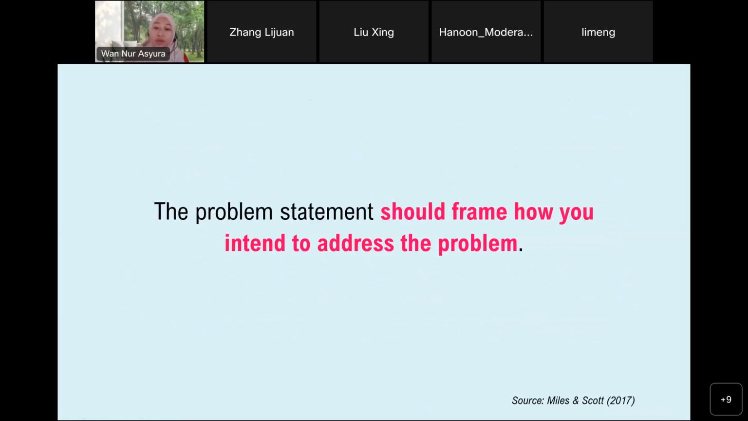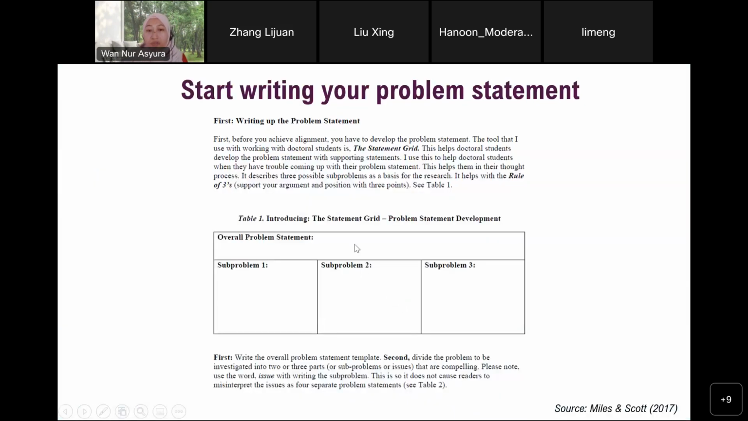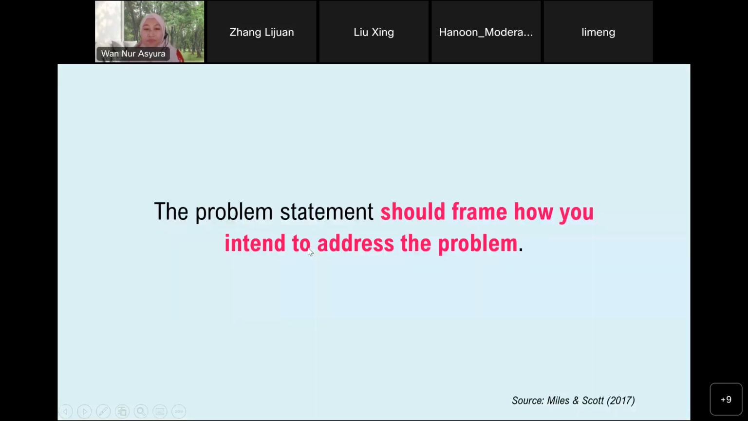Yeah, so if you have undergone a proposal defense, sometimes the comments from examiners that I can see are that they talked about your research not being aligned. Okay, so what do we mean by your research is not aligned? Your statement of the problem, research aim, and research questions need to be aligned.